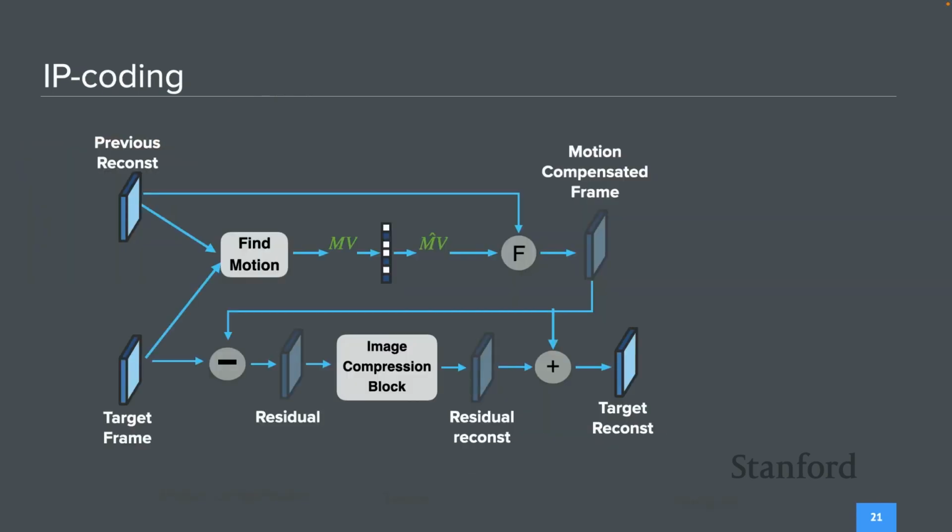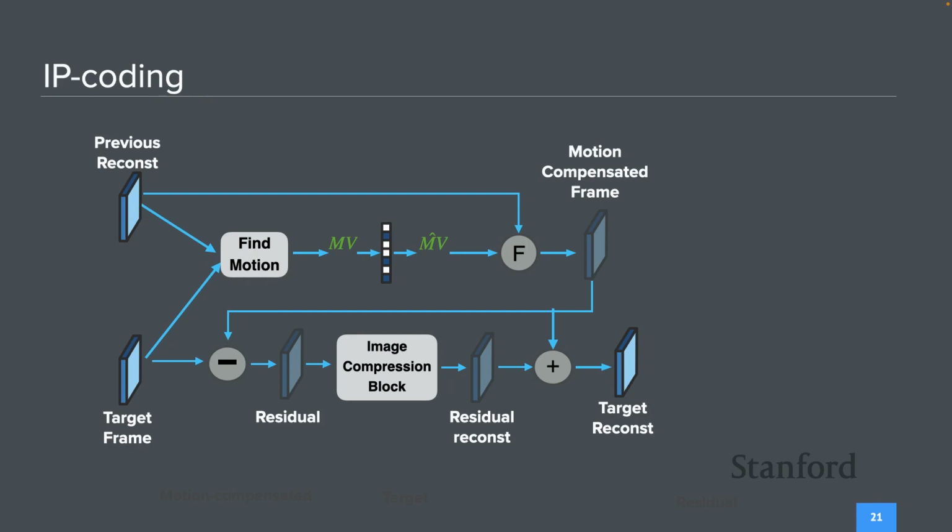So this is the overall block diagram for our IP coding, which is that we first find the motion, we encode the motion, and then we apply this decoded motion on top of the previously reconstructed frame. And that gives us the motion compensated frame. And then we take the difference and then encode this difference as an image compression, right?